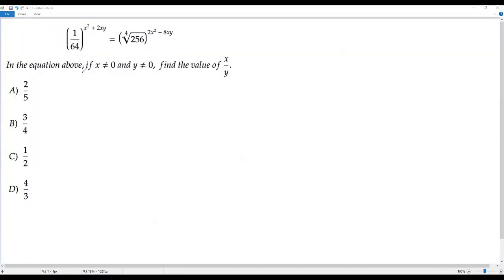Here we have a SAT math question. Okay, let's go with the information. There is an equation given over here. In the equation above, x is not equal to 0 and y is not equal to 0, and we have to find the value of x over y.